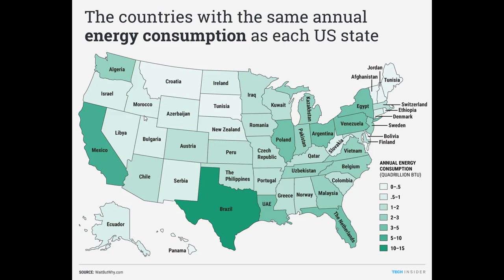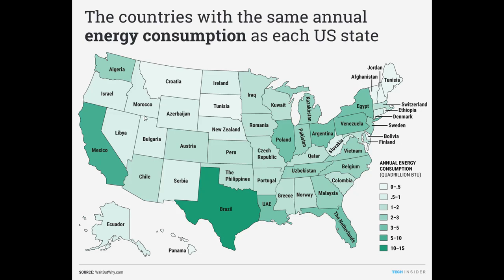This gives us the countries with the same annual energy consumption as each US state. So here in Hawaii, we have 1 million people, roughly. We use the same amount of energy every year as the country of Panama, which has many more than 1 million people. The state of Texas uses the same amount of energy as the entire country of Brazil, which is a pretty big country, not just size, but population-wise. And you can look for your state and see how you compare.